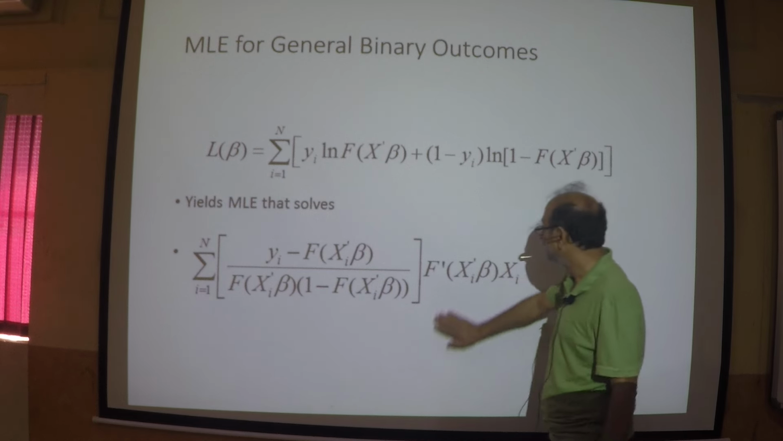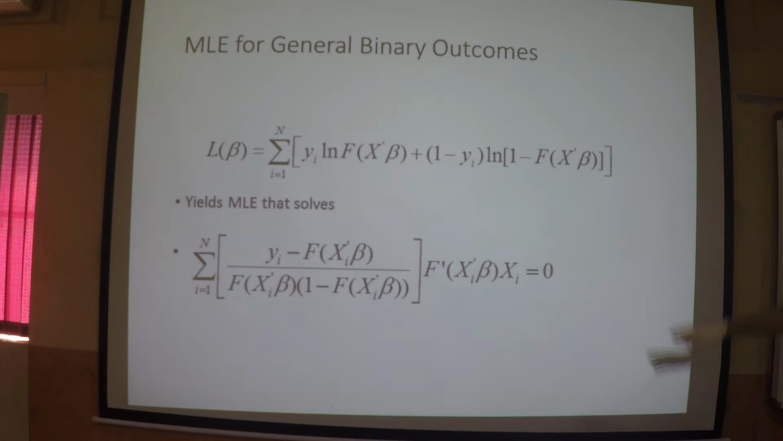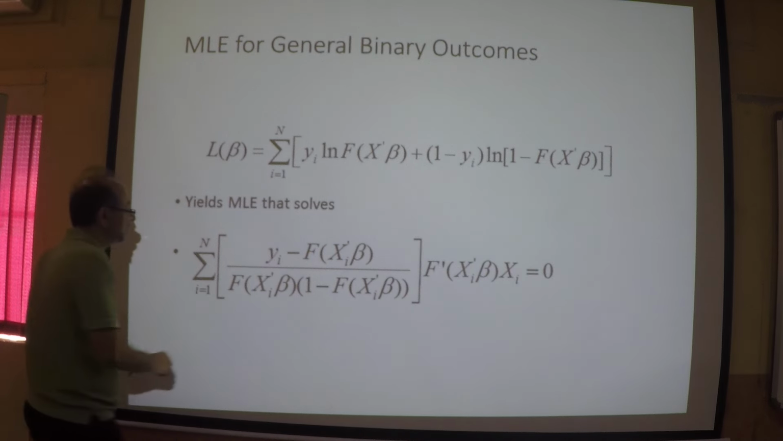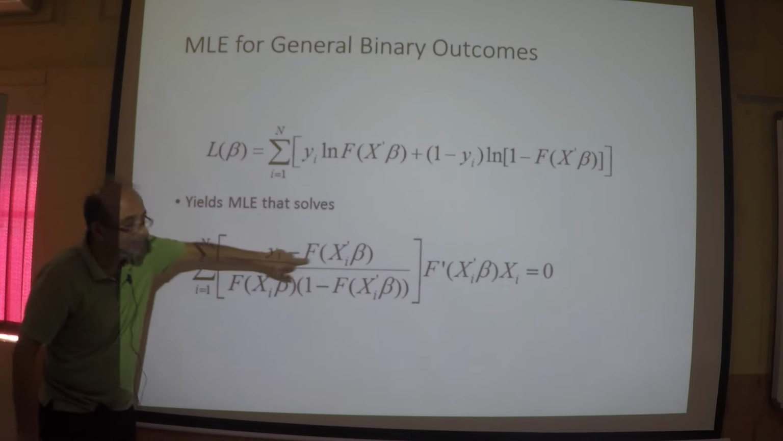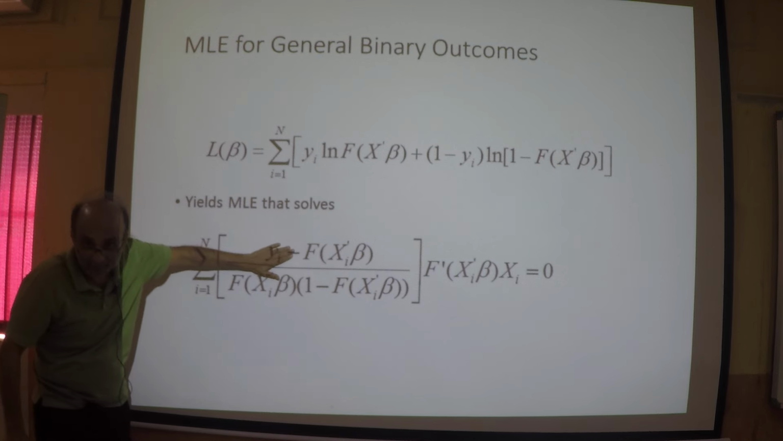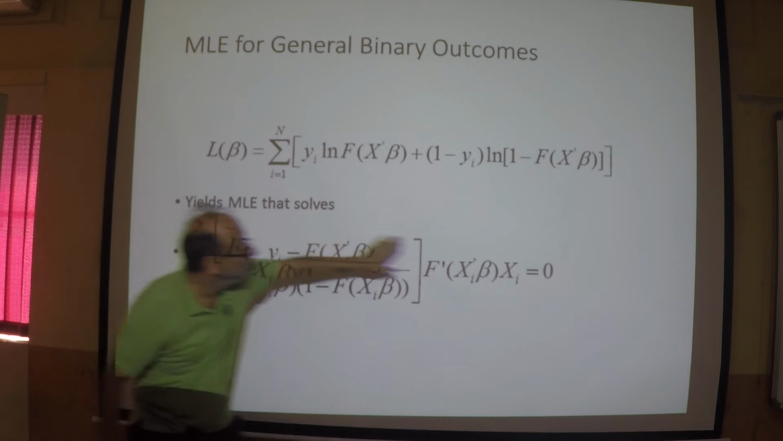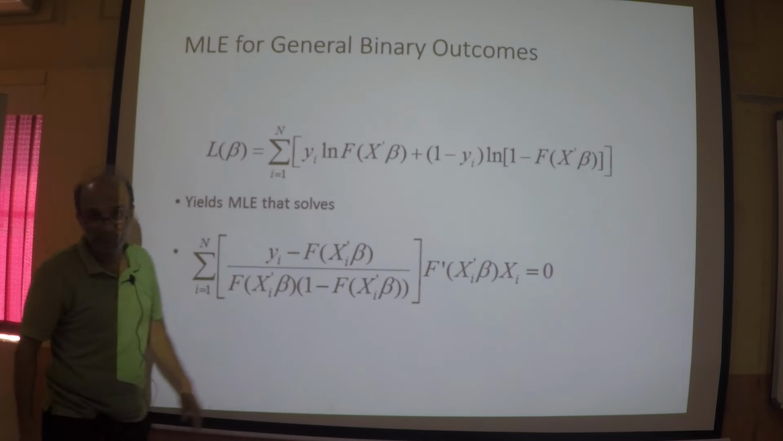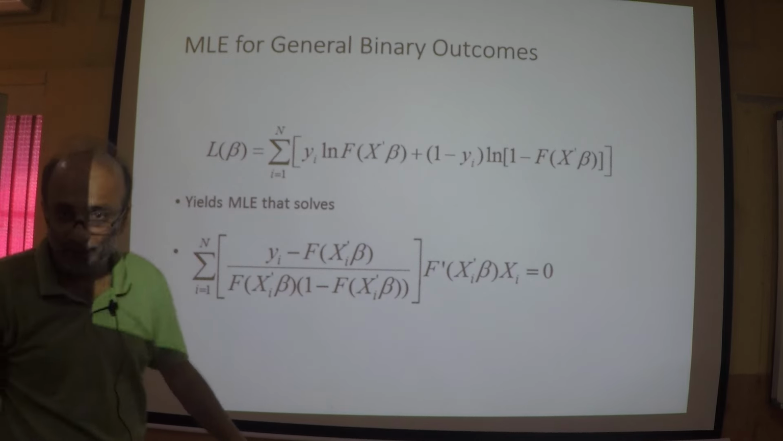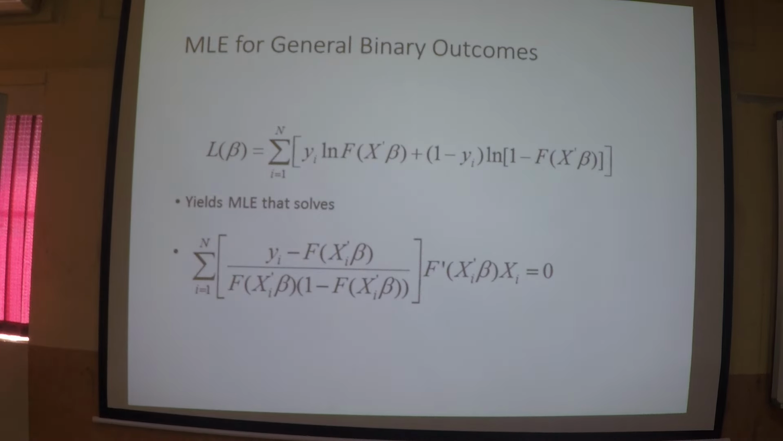Now, this is something quite similar, you know. This is f dash of xi dash beta into xi. If you look at this, this is yi minus f of x dash beta. This is some form of the error term, ei. So again, you have the condition that the sum of ei xi is equal to 0, but put in a slightly different format, right? So this is the condition that you get if you differentiate with respect to beta and solve, you'll get the maximum likelihood estimates.